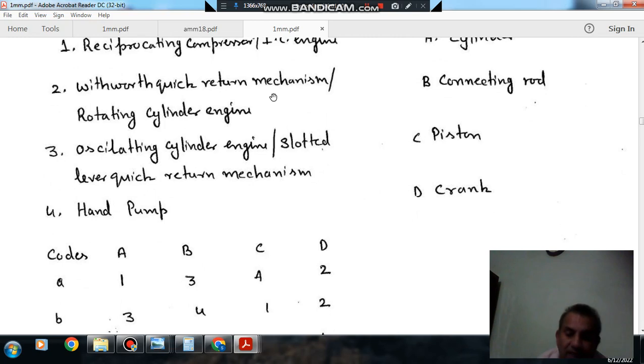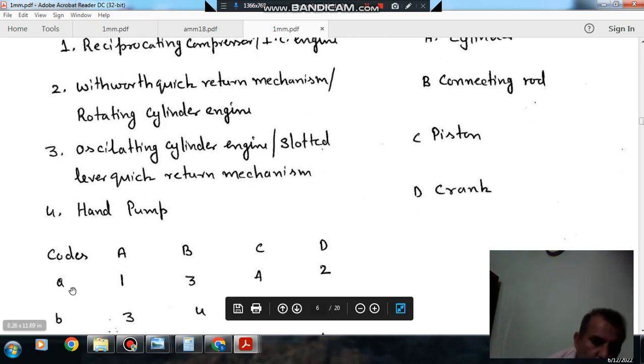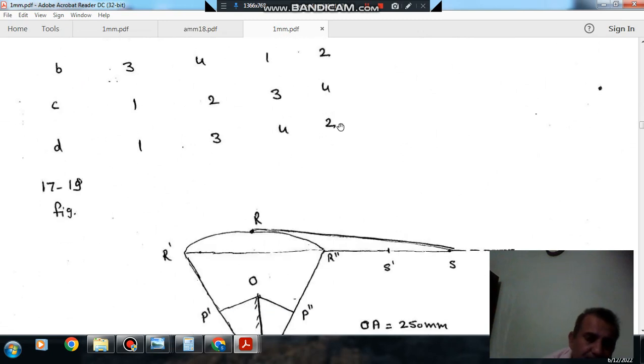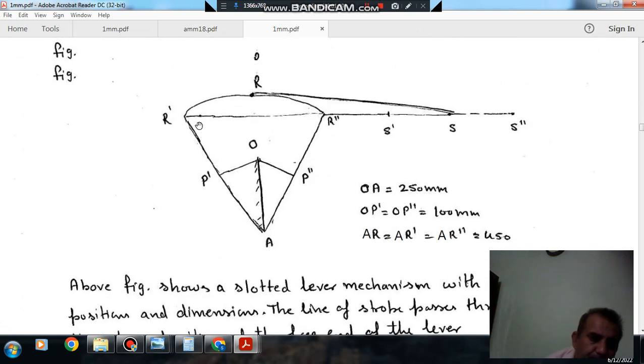And the crank is fixed in the Whitworth mechanism. In the Whitworth mechanism, the shortest link is fixed. So D is 2. So the answer is option A. Okay. Next.